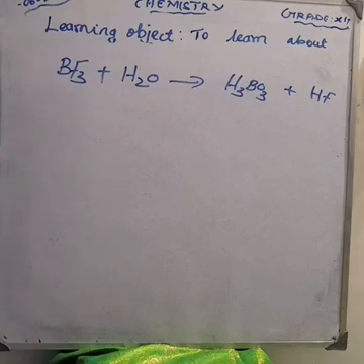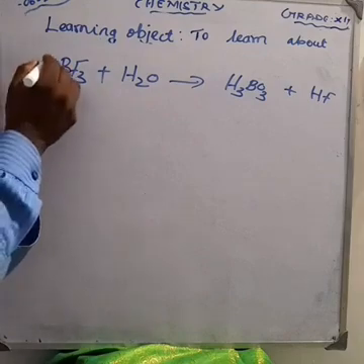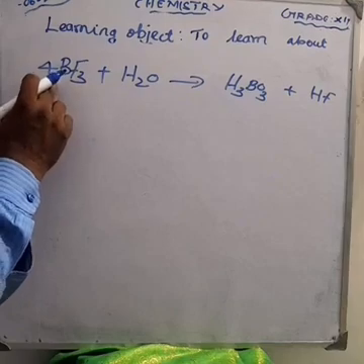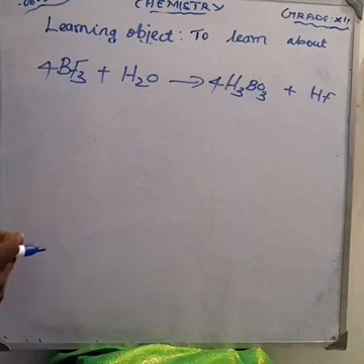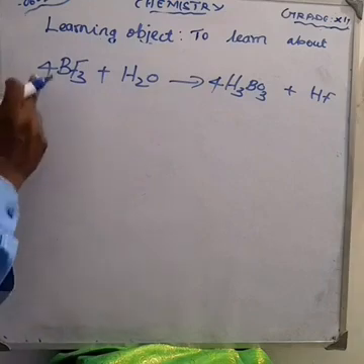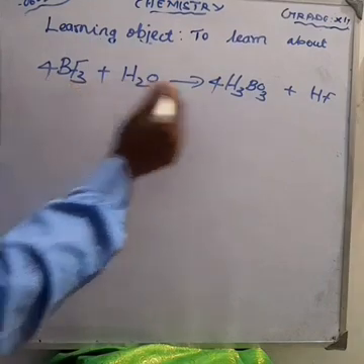If you are making 4, how much boron is there? 4 boron, so make it 4 here. How much fluorine is on the reactant side? 12 fluorine, am I right? So make it 12 here.